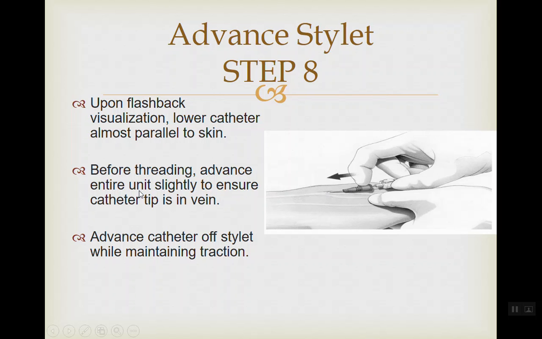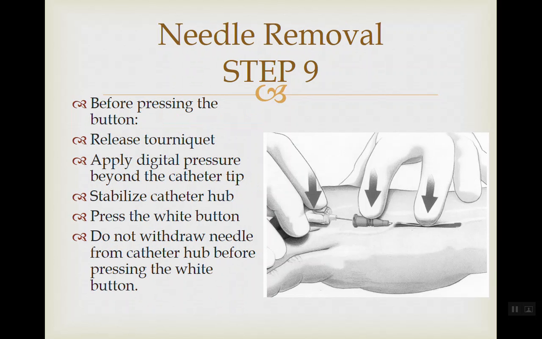Before threading, you're going to advance the unit just a little bit. Like I said, you just want to make sure that you're fully in the vein. And then you want to advance the catheter off of the stylet. The stylet is the needle. It's just another name for the needle. Then you want to advance that catheter all the way to the skin surface, okay?